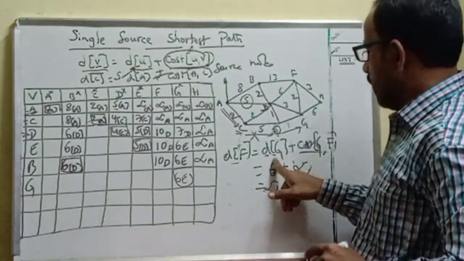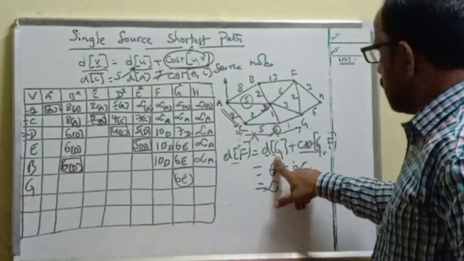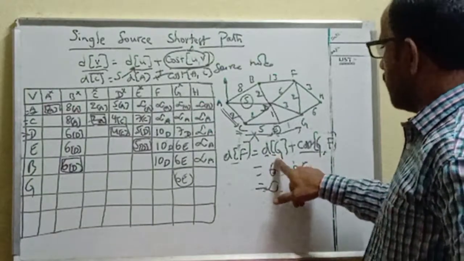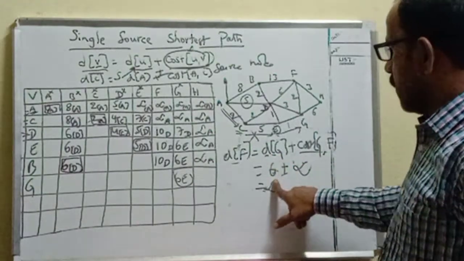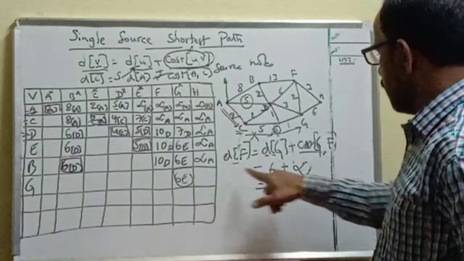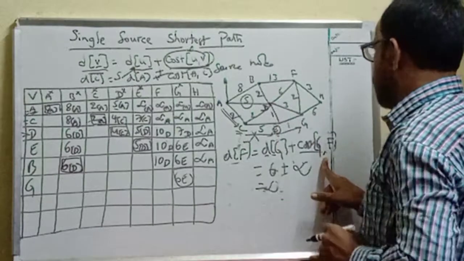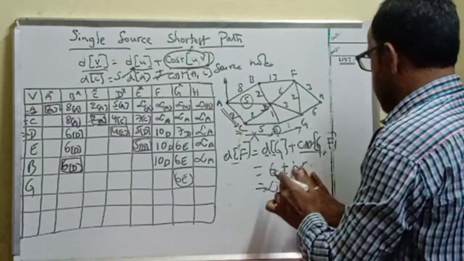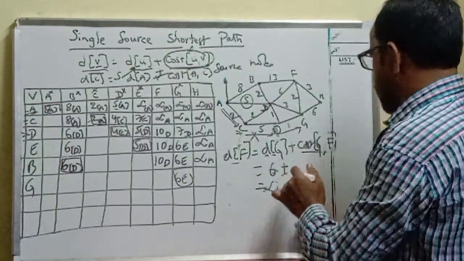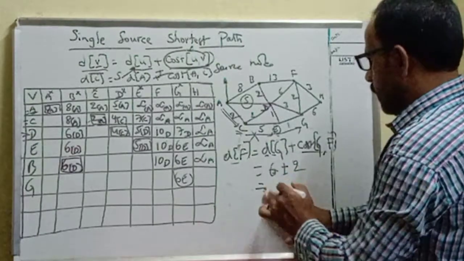So what do you mean by D of G? The shortest distance from the source node to node G, that is 6 units. Node G is 6 units, because 6 units plus the cost of G comma F. Is there any direct edge between G and F? Yes, there is a direct edge between G and F, because the cost is always the direct edge cost. 2. Then this number is 8.